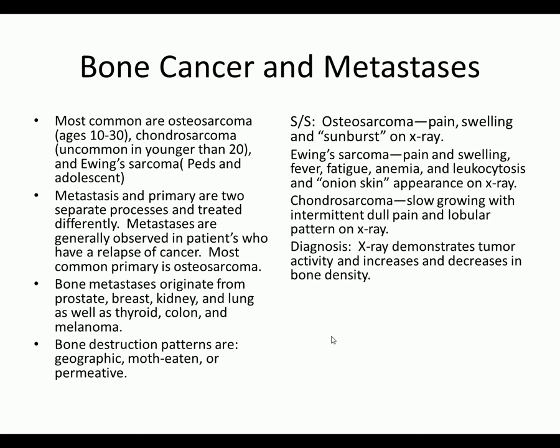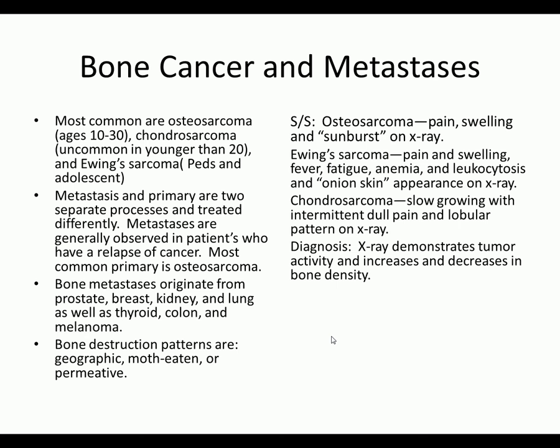Ewing sarcoma occurs mainly in pediatrics and adolescents. These tumors form in the bone cavity and are present mostly in the long bones. Bone metastasis and primary bone cancer are two different processes and are treated differently. Metastasis occurs when the cells break off and travel through the lymph system or the bloodstream to the bone, and are usually observed in patients who've had a relapse.